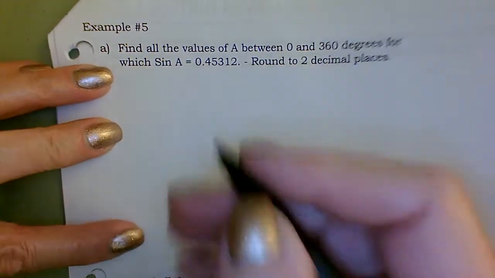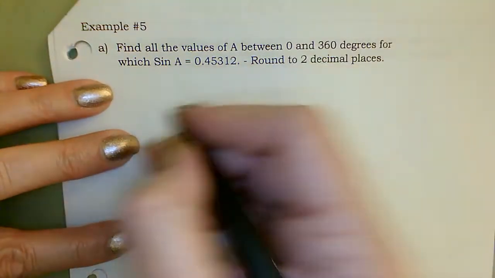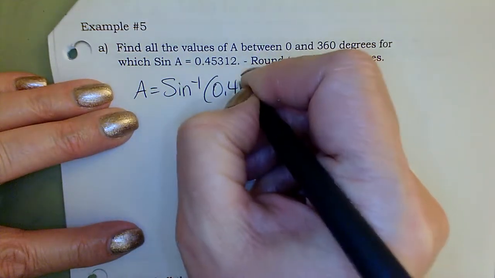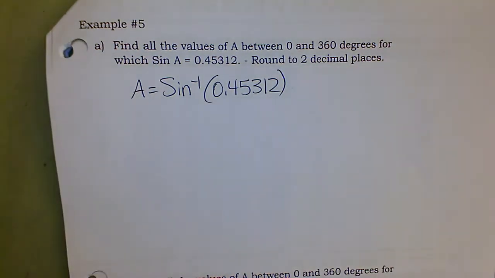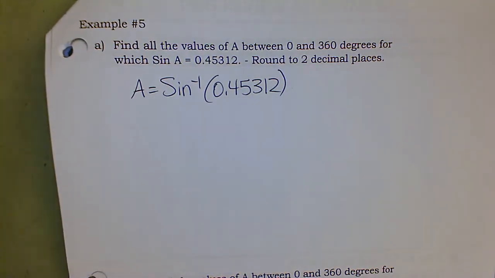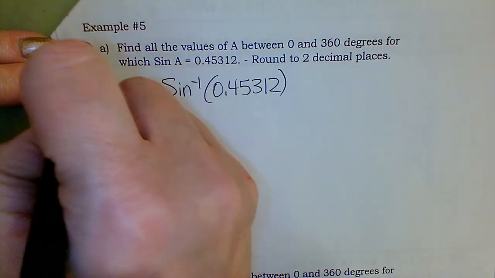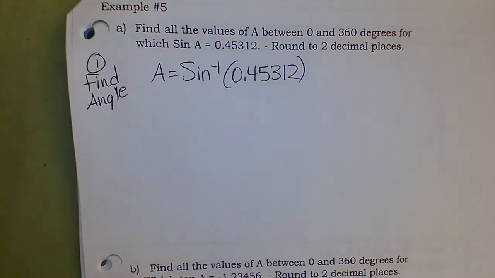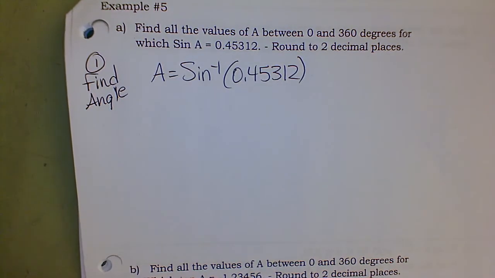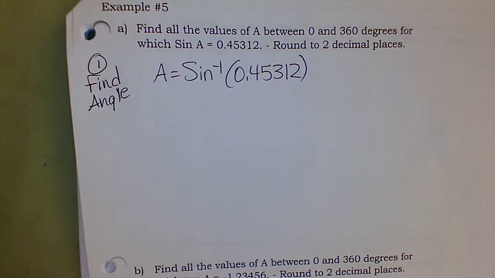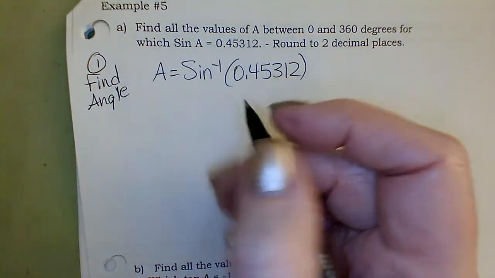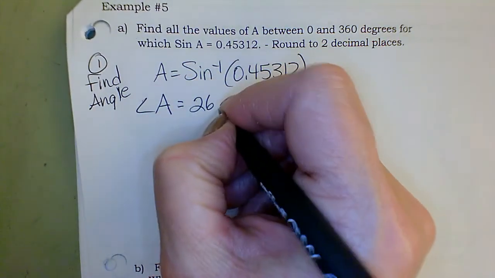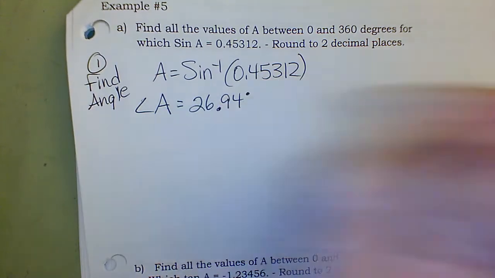All right. So first off, I'm going to find that angle. So I'm going to go A is equal to sine to the -1 of 0.45312. All right. So that's step 1, find angle. So second function sine, decimal 45312. And I'm going to round to 2 decimal places. Okay, angle A is equal to 26.94 degrees. There it is.